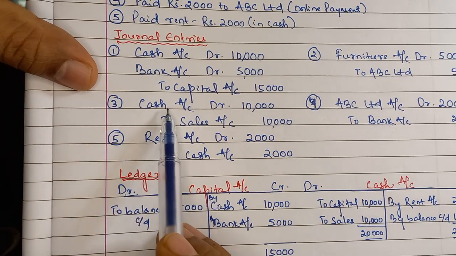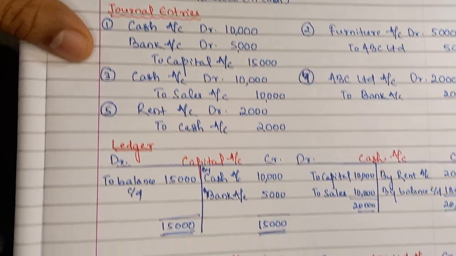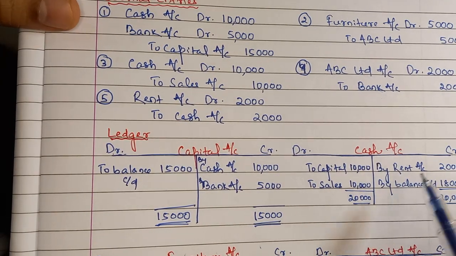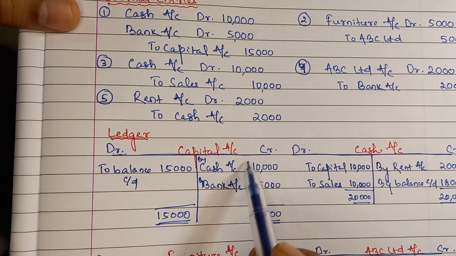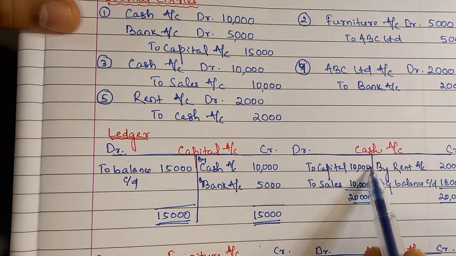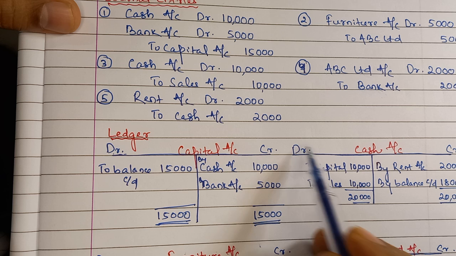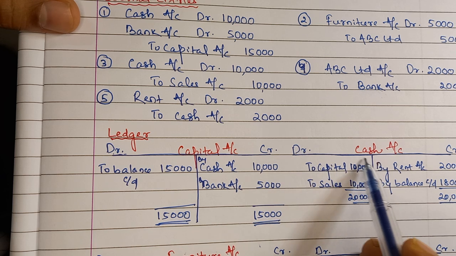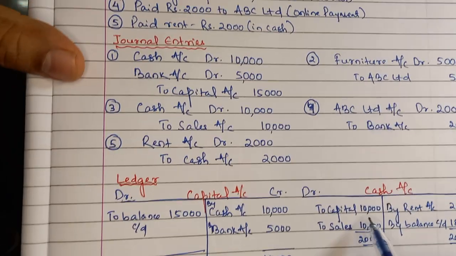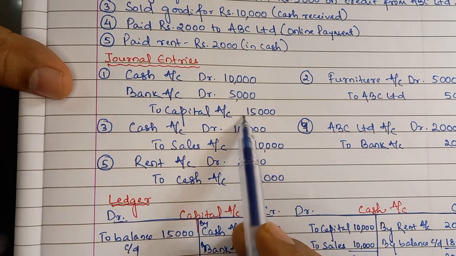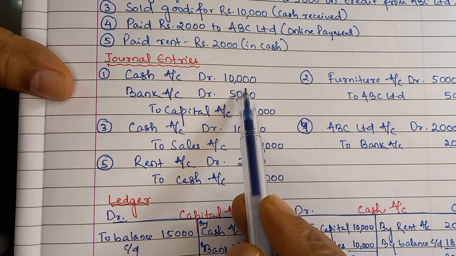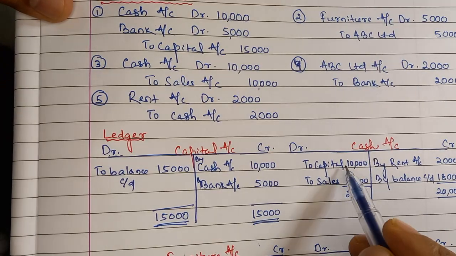Third journal entry, cash account debited to sales. So what I'll do directly, if you see here, the cash ledger, to capital 10,000, because when I received cash here, I have to report cash here, right? So cash account debited to capital 10,000. Here you have to keep in mind how much cash you receive: 10,000. Even in the entry you see to capital is 15,000, but you are getting cash 10,000 and you are getting bank 5,000. So you have to always record here as 10,000, right?